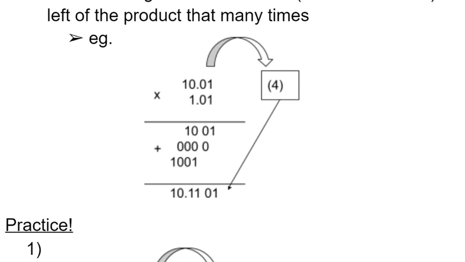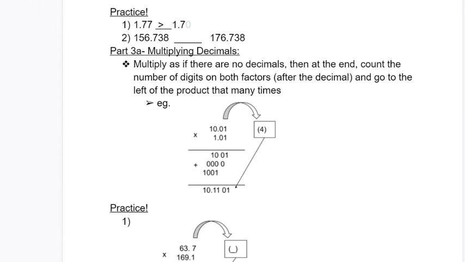So there's nothing to add the 1 with on the very right, so we just bring that down. 0 plus 0 is 0, and 0 plus 0 plus 1 is 1, 1 plus 0 plus 0 is 1, 0 plus 0 is 0, and you just bring down the 1 on the very left. And so now the next step is you're going to count the number of digits on both factors after the decimal and go to the left of the product that many times.